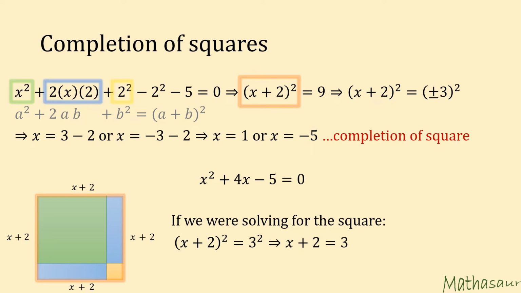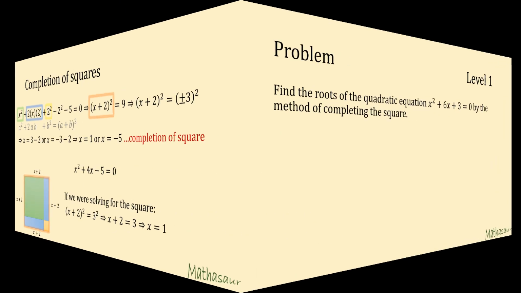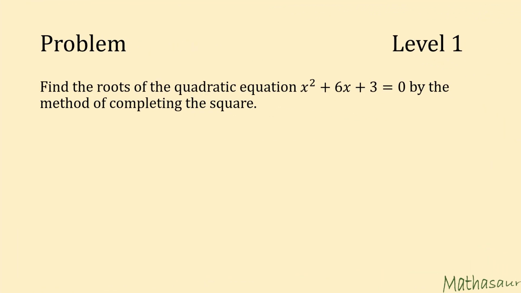We would get x plus 2 equals 3 because length cannot be negative. So geometrically, we get only one solution, whereas algebraically we get two solutions. Let us look at a few problems.